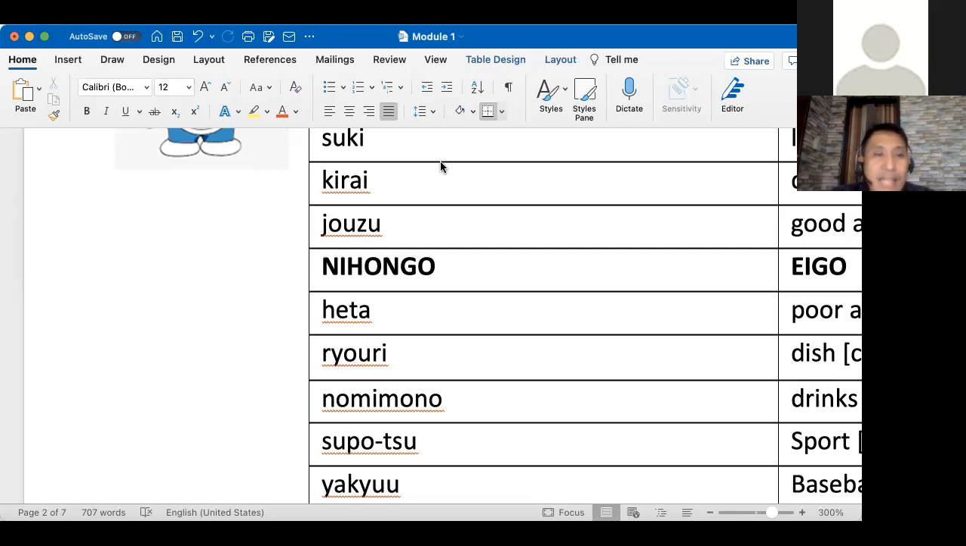Saan kayo magaling? So, pwedeng sa sports. May salita ganyan, supotsu. Uta is, of course, singing. Ryori is cooking. Sabi ni June kanina, sa ryori daw suki, gustong-gusto niya yung cooking. So, pwede na yung isali natin sa jouzu. Pwede nang gamitin natin yon, June, for jouzu. Okay, sabi ni Sherry, watashi wa supotsu ga suki desu. This is a very good sentence.